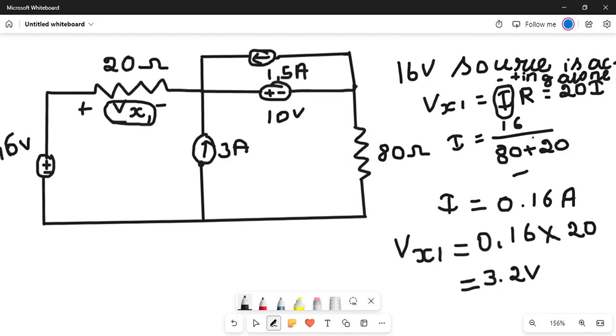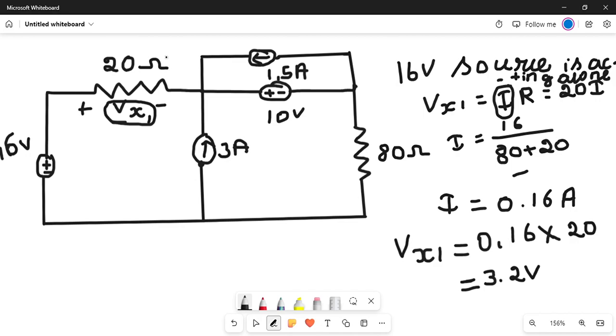And if you are keeping any other sources alone, then you are supposed to write when the 3A source is acting alone, or when the 1.5 ampere source is acting alone, or when the 20 volt source is acting alone. Yes. So now let me come to the next one: if I keep my 10 volt source acting alone, right?